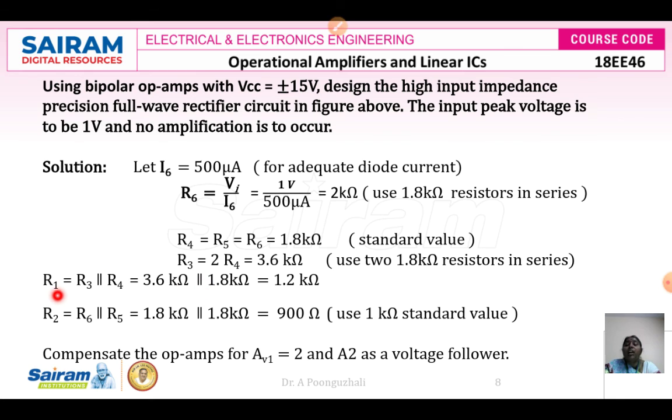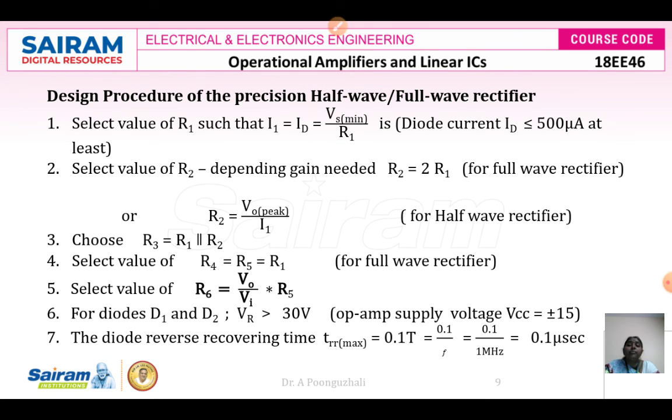So to find the R1 compensation resistance, that is R3 parallel R4, which is nothing but 1.2 K. R2 is nothing but R6 parallel R5, that is 1.8 K parallel 1.8 K, which is 900 ohms. So we are going to use a standard 1K ohm resistor value. So to compensate the op amps, for A1 we are going to use the gain to be 2, and A2 is going to be used as a voltage follower circuit.